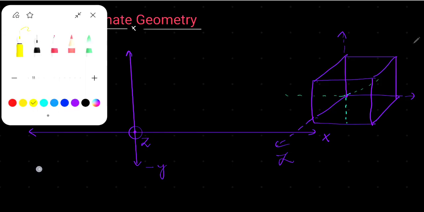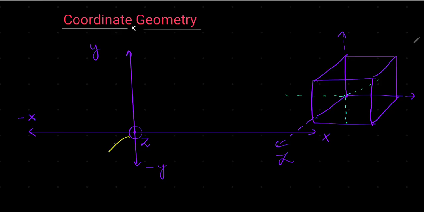Now let's understand that the common intersecting point is called the origin, whose coordinates are 0 comma 0 comma 0. Whenever I say that we have a point in space, let's say A, and let's say that its coordinates are 2 comma 4 comma 5, we have to realize what this coordinate 2 comma 4 comma 5 means here.